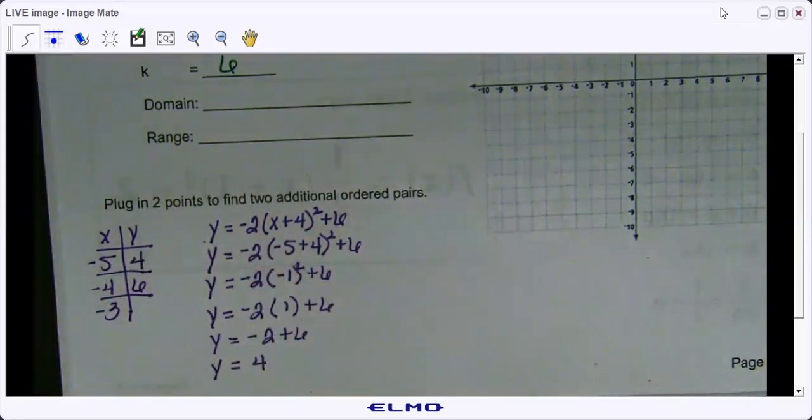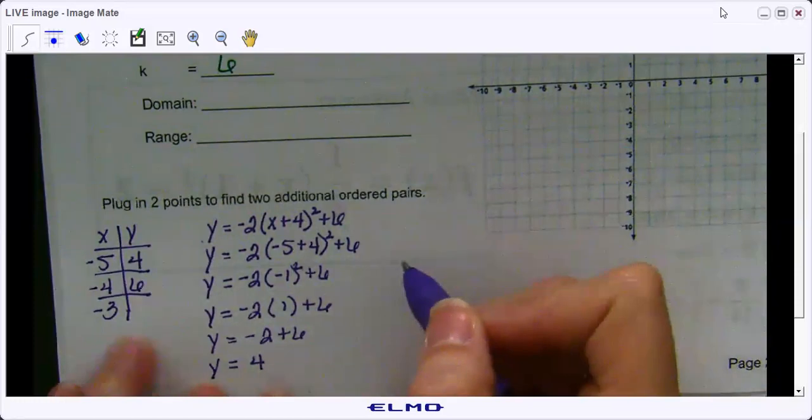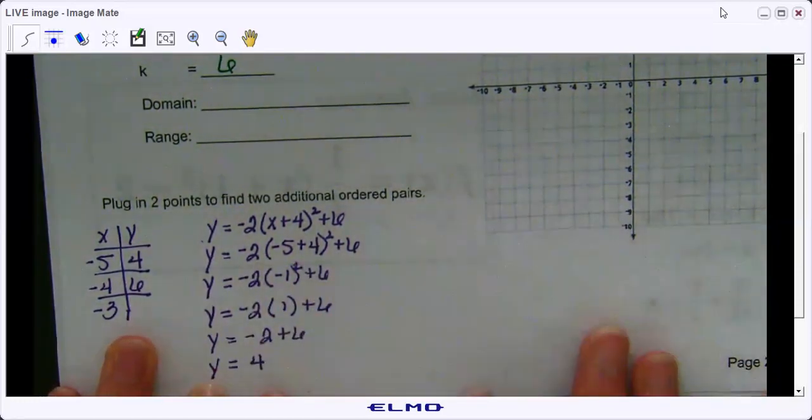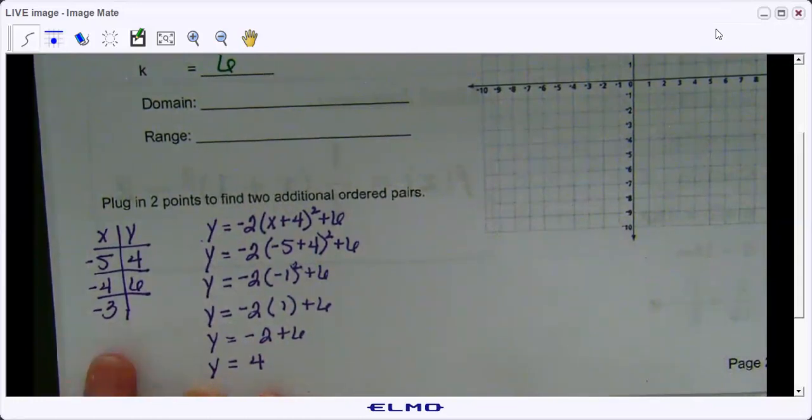Now again, when we plug in for -3, we should get a 4 because our parabola is mirrored, okay? So let's go ahead and I want you to plug in for -3. I want you to solve for y and see what you get. And I'm going to pause my video.